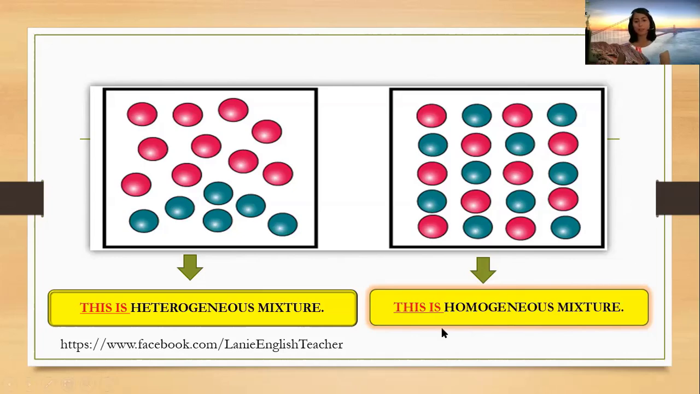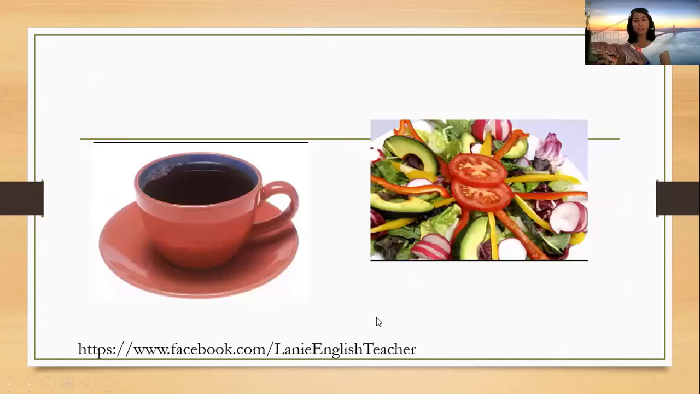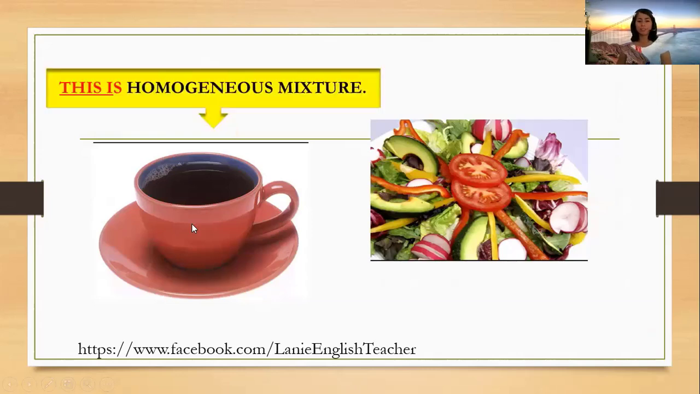All right, now have a look at these two pictures. This is homogeneous mixture. It's coffee, right? So as you can see, you can only see the liquid thing in black color. Other than that, you cannot see another part of it.